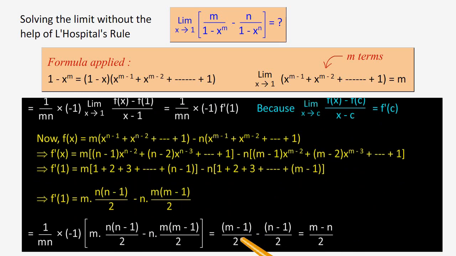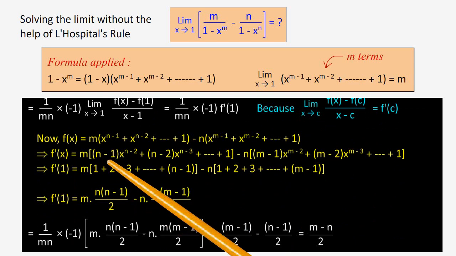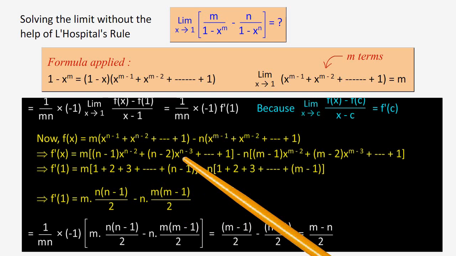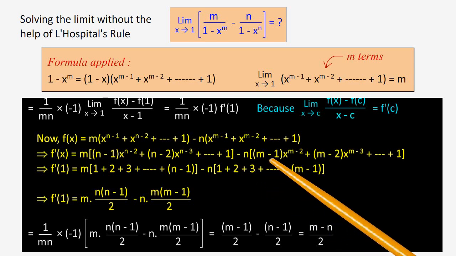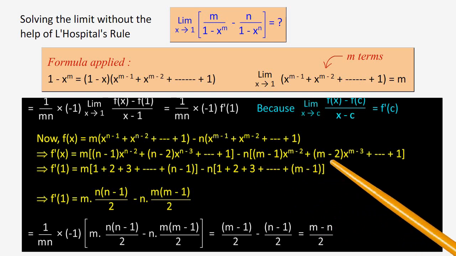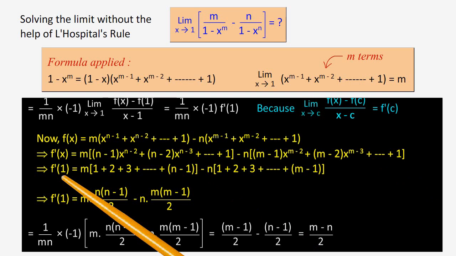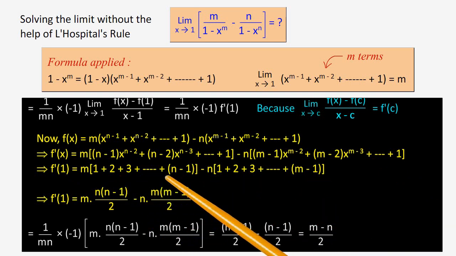Now, first we have to determine f prime x. That is, we have to differentiate it, which is equal to m times n minus 1 into x to the power of n minus 2 plus n minus 2 into x to the power of n minus 3 plus carrying on like this up to 1, minus n times m minus 1 into x to the power of m minus 2 plus m minus 2 into x to the power of m minus 3 plus carrying on like this up to 1. So f prime 1 is equal to m times this series minus n times this series. The sum of this series is equal to n minus 1 times n divided by 2, and the sum of this series is equal to m minus 1 times m by 2. We simplify and we get the same result.